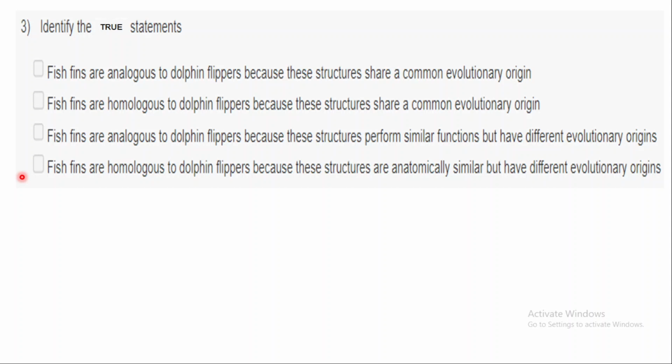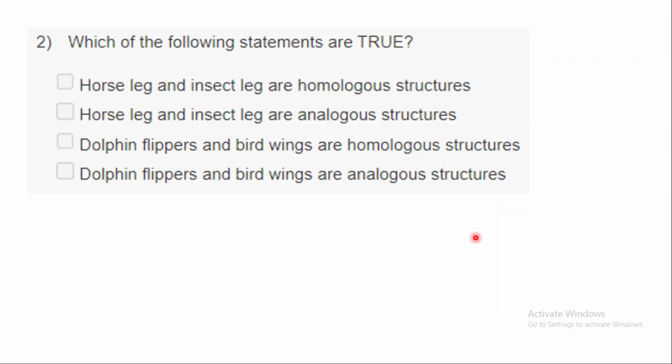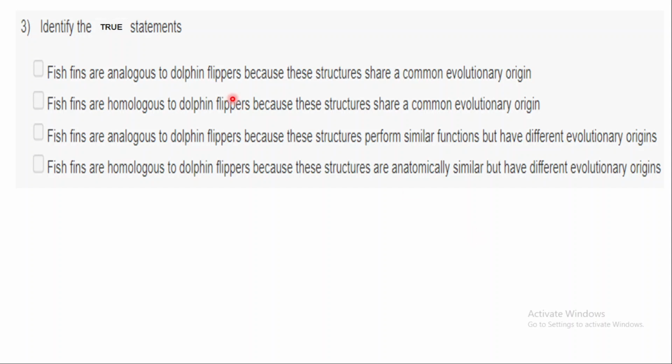So third question is also based on the previous diagram. So before reading out the question, I'll want to go back and show you the diagram again for you guys to memorize. Insect leg, horse leg, fish fin and the dolphin flipper, insect wing and the chicken wing. Right? So the question number 3, which of the following statements are true, or identify the true statements?